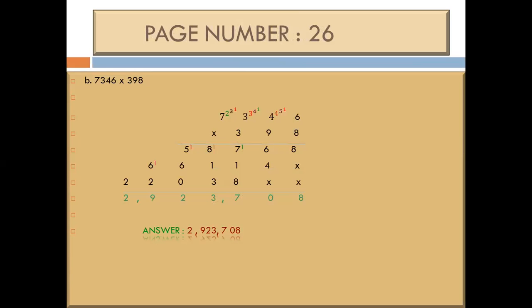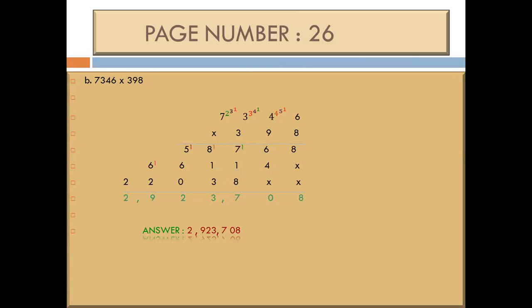Let's come to the next part of the same question. This is part B. 7346 multiplied by 398. You see that all the numbers are of 3-digit multiplication. We write there 7346 and we start multiplication from 8 because 8 is on the ones place.